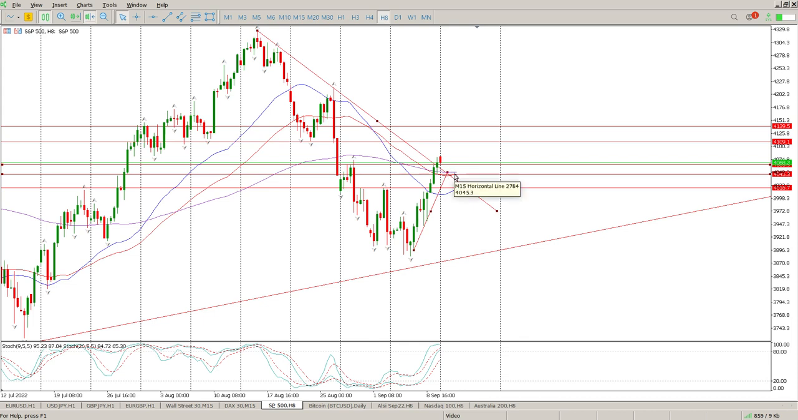So a pullback between 40.045 and 46.4 on the 15-minute chart is what you're looking for. The opportunity is long, and you're looking to keep your stops as tight as possible underneath the structure.